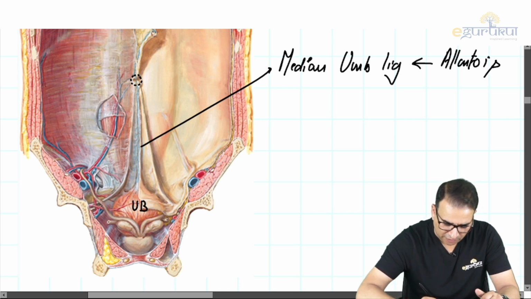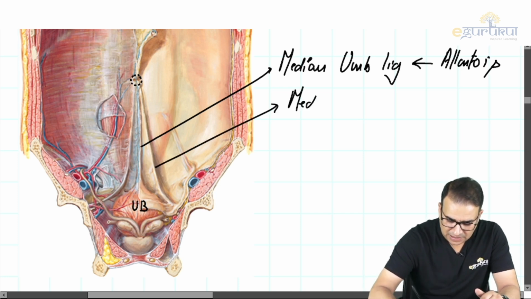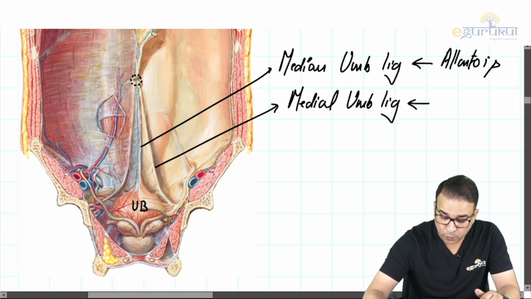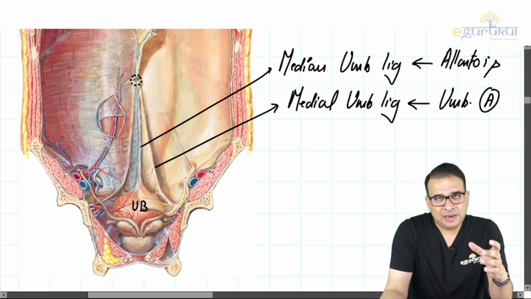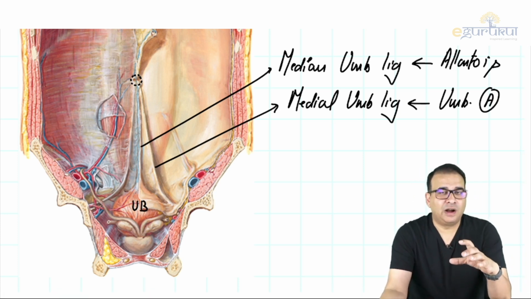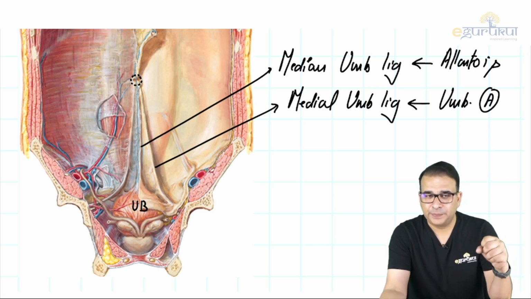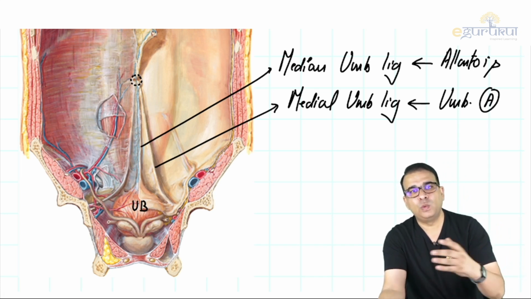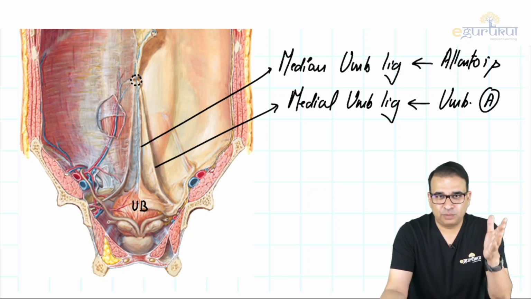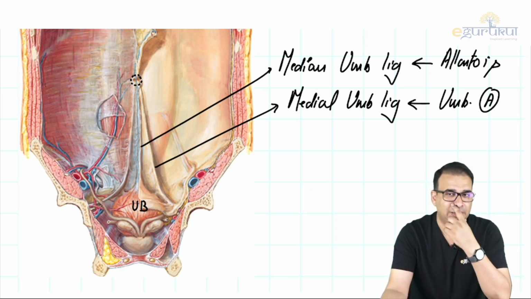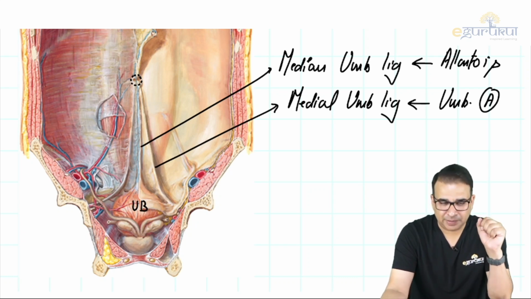Just lateral to that, we have a pair of medial umbilical ligaments, which are a remnant of the umbilical artery, guys. The proximal part of the umbilical artery is utilized to form the superior vesical artery, one of the arteries of the bladder. And the distal part of the umbilical artery will persist in the form of this ligament called the medial umbilical ligament. Medial, make sure you are reading it right. Median and medial umbilical ligament here, which is a remnant of the distal part of the umbilical artery.